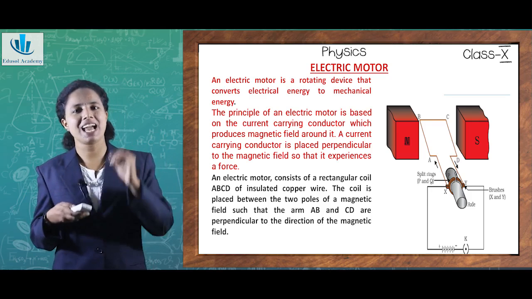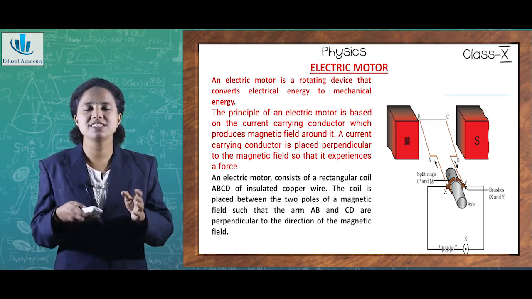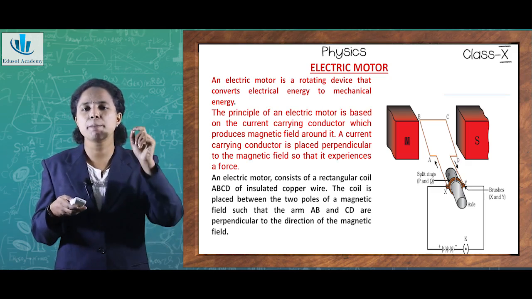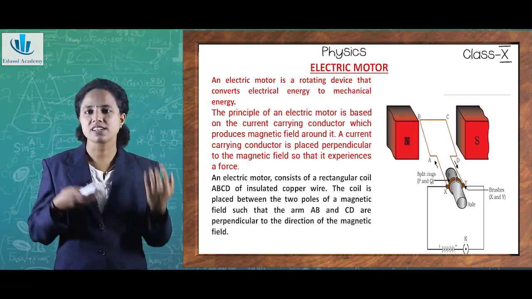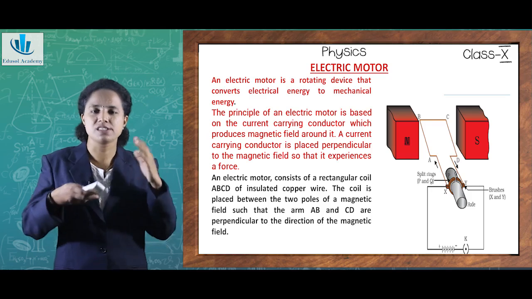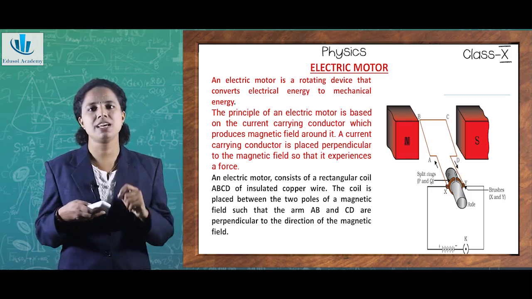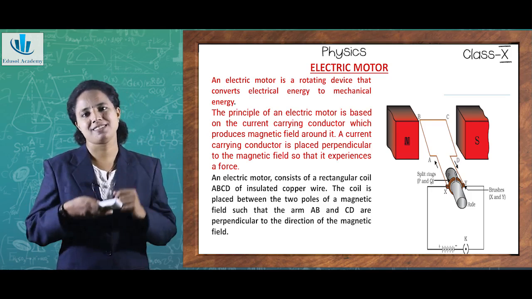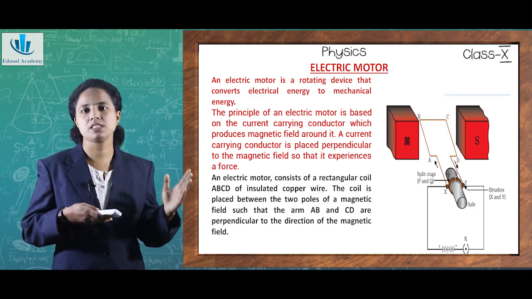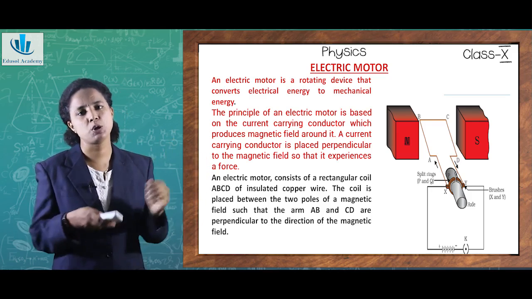So, what is basically an electric motor? It is a rotating device and it converts electrical energy to mechanical energy. It is one of the main important components in electric fans, washing machines, the mixers that we use in our homes, the refrigerators, computers, etc. And as we have said, it consists of a rotating device, isn't it? From the picture you can see the different components present in an electric motor.